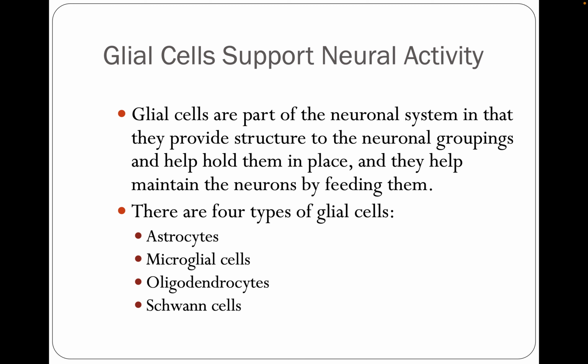Glial cells are part of the neuronal system in that they provide structure to the neuronal groupings and help hold them in place, and they help maintain the neurons by feeding them. There are 4 types of glial cells: astrocytes, microglial cells, oligodendrocytes, and Schwann cells.